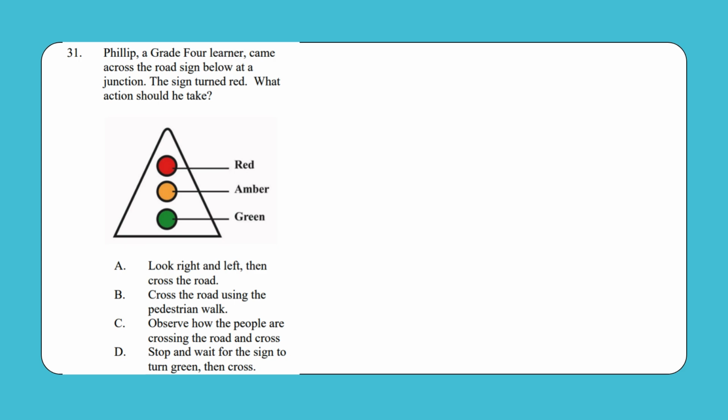31. Philip, the grade 4 learner, came across the road sign below at a junction. The sign turned red. What action should he take? A. Look right and left, then cross the road. B. Cross the road using the pedestrian walk. C. Observe how the people are crossing the road and cross. D. Stop and wait for the sign to turn green, then cross.